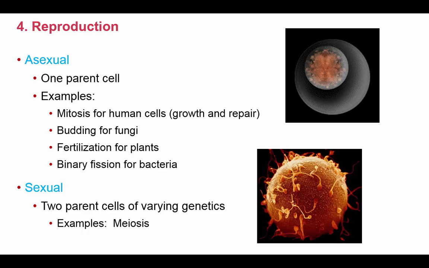For fungus, like mushrooms, they go through a form of asexual reproduction called budding. Plants go through fertilization. Bacteria do binary fission. All of these being examples of asexual reproduction. But we also know that there's a sexual form of reproduction that requires two parent cells that have different genetics. A great example of this that we go through is meiosis. Meiosis is used to produce gametes, like sperm cells and egg cells that go on to produce a zygote.